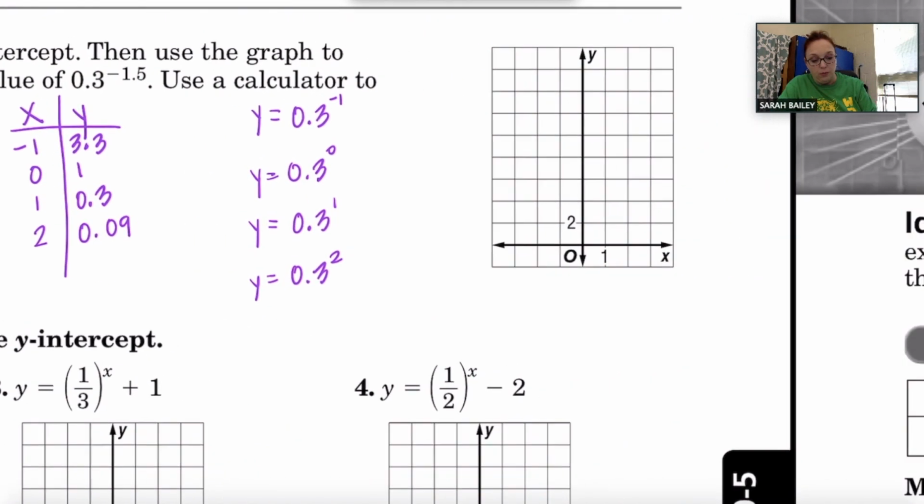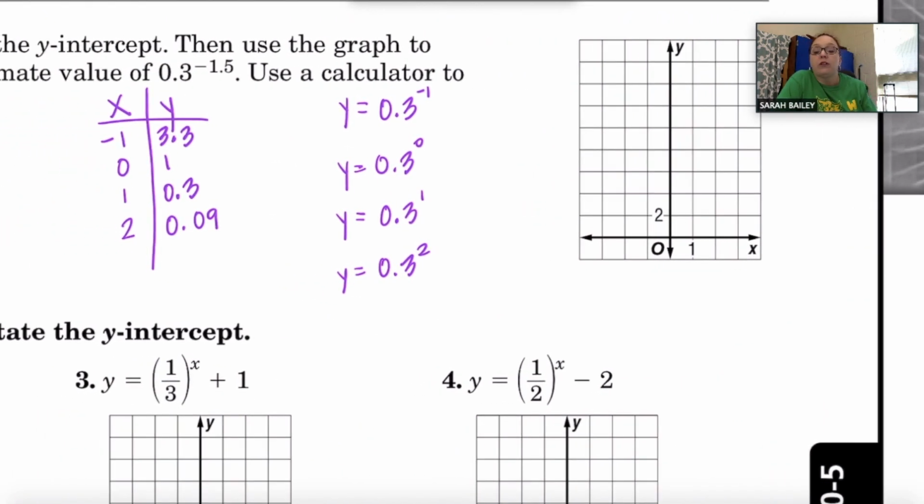Okay, now that I have a table of values, I'm going to come over here and graph it. So the first ordered pair I'm going to plot is negative 1, 3.3. So that's left 1, up 3.3. Now, be careful because it looks like on the y-axis we're counting by 2's. So if that's a 2, then the 4 would be right there. So that's left 1, up 3 1/3, so maybe right about there. 0, 1 would be here, halfway. 1, 0.3 is going to be about here, and 2, 0.09 is right about here.